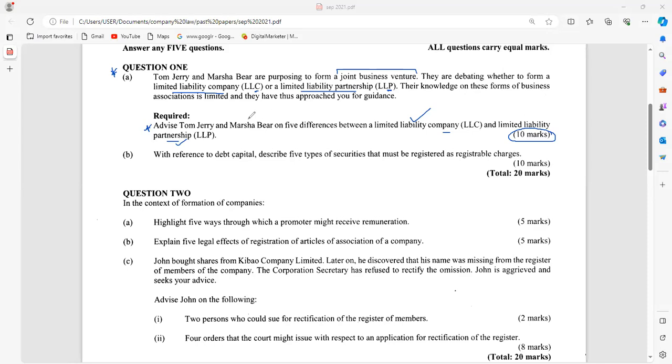So the other thing, Rama, number 1, just think of the personality. A company is a different person from the members. While a partnership, the partners and the business are still the same. So remember, that's the thing. The separate liability. Number 2, a company can own property under its own name. A partnership will not, because it's not a company.